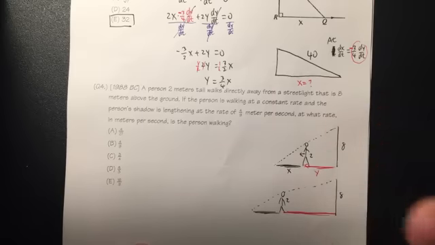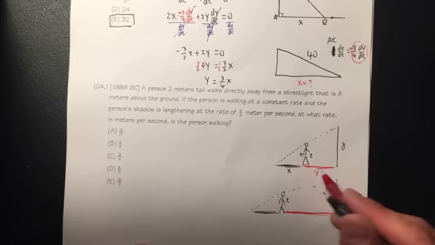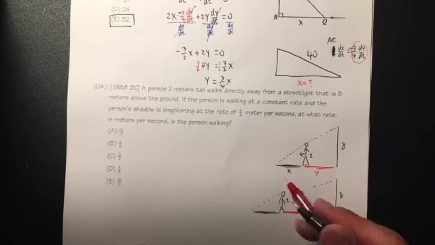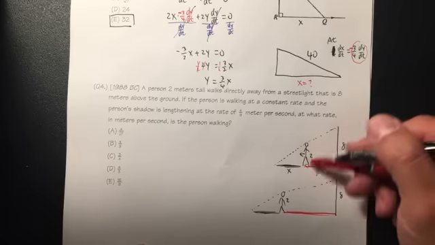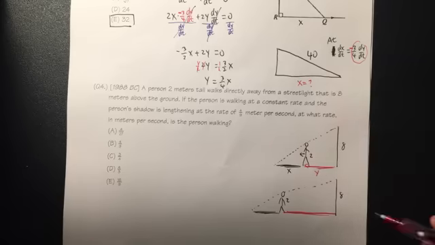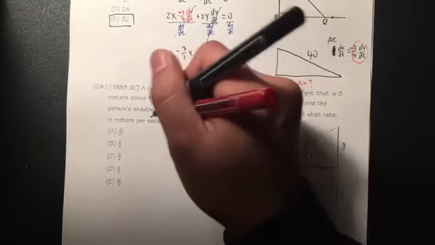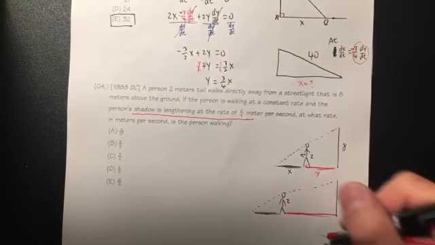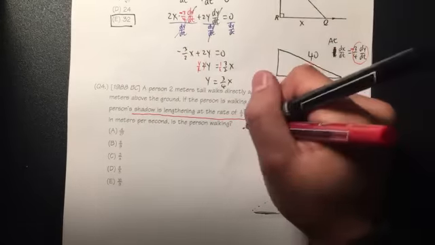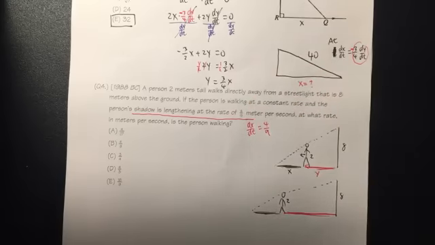But here's the deal. You always have to label the quantities that are changing with variables. So that's why I label this as x, this is y, and this is always 2, this is always 8. I'm going to come up with an equation. But once again, this person's shadow is increasing. This tells us that based on our picture, dx/dt is equal to 4/9.